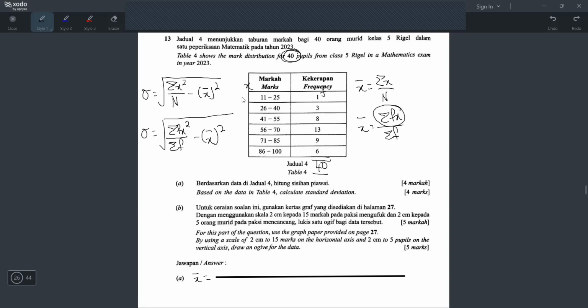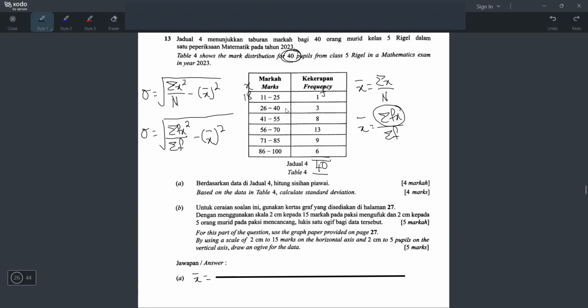How to find the midpoint? 11 plus 25, divide 2. But you have to press bracket: 11 plus 25 in bracket and then divide 2. My calculator gives me 18. All right, 18. And you have to keep going and find all the midpoints of all these classes.